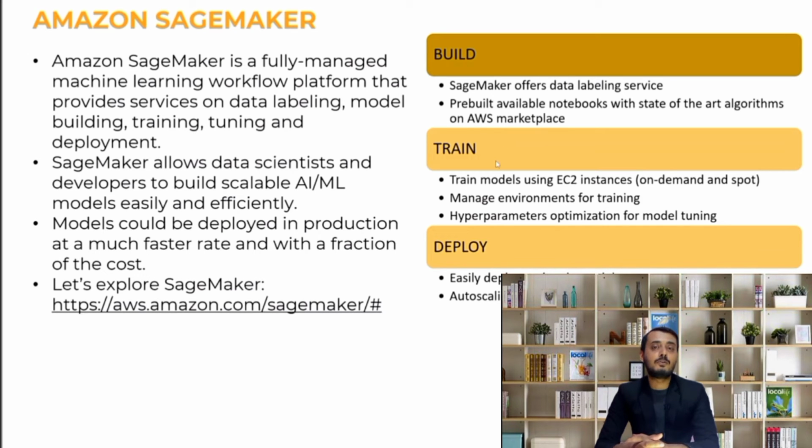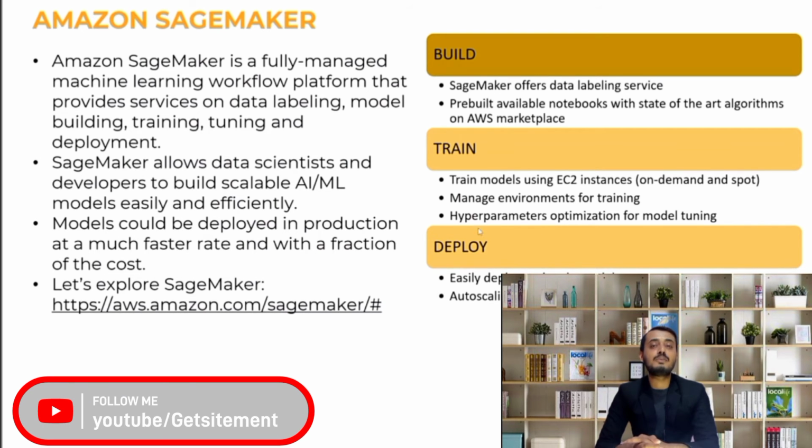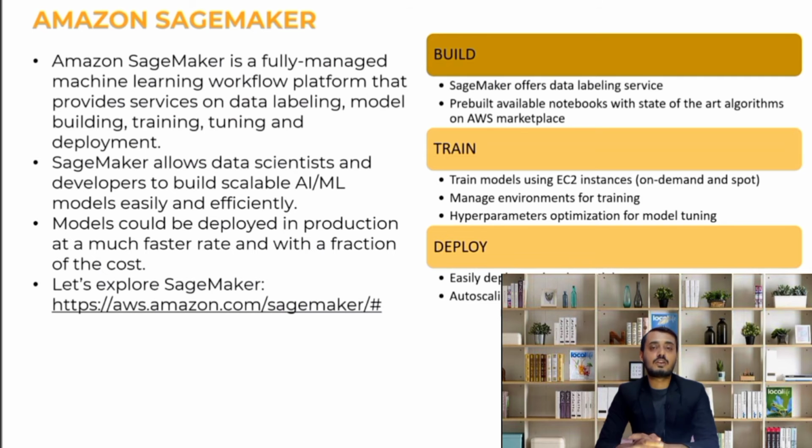SageMaker is really powerful because it allows data scientists and developers to build scalable AI models easily and efficiently. So we can train our machine learning model and also deploy it using Amazon SageMaker without buying or provisioning any servers on your own. And that's again really powerful, as models can be deployed in production at a much faster rate compared to traditional strategies, and of course at a fraction of the cost.